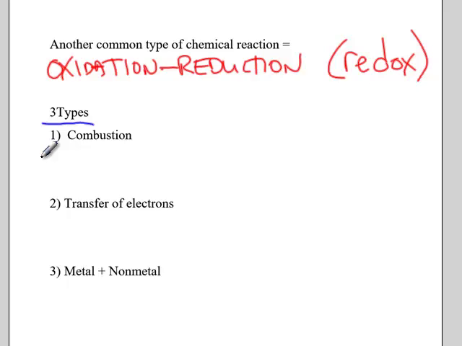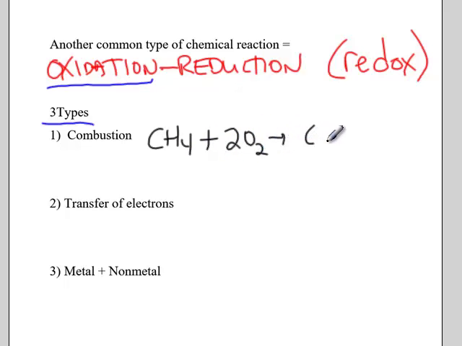Some of these you've already seen before. For example, a combustion reaction. Combustion just means reaction with oxygen, and a reaction with oxygen is where the name oxidation comes from. So, for example, methane reacts with oxygen and it forms carbon dioxide and water. So this could be classified as either a combustion reaction or it could be classified as an oxidation reduction reaction.